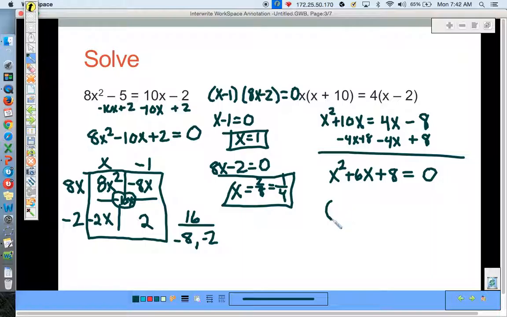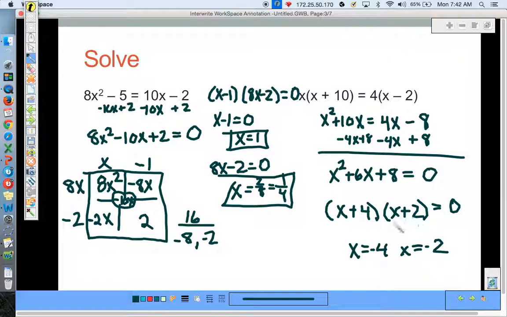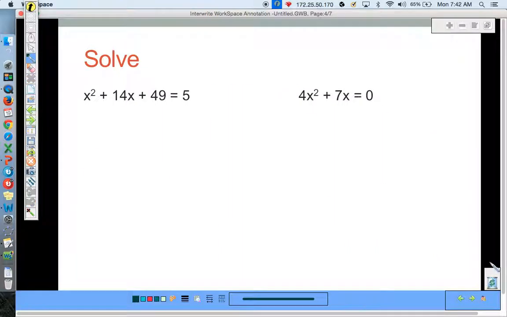Some of you are getting used to these easy ones, and you say, well, I know what that is. That's x plus 4 and x plus 2. Or you can do your box and circle. So we have x equals negative 4 and x equals negative 2. It's nice and easy when it's just an x plus something to solve there. So why don't you pause the video and then try these two.